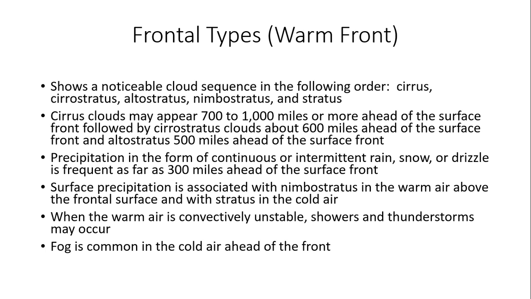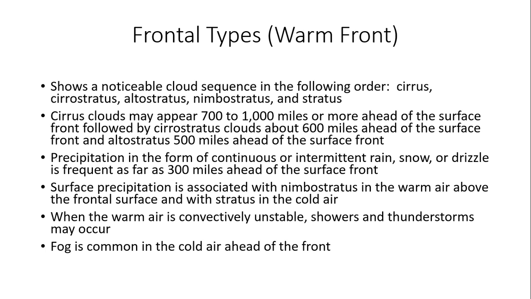Cirrus clouds may appear, in fact, 700 to 1,000 miles or more ahead of the surface front, followed by the cirrostratus clouds about 600 miles ahead of the front, and then altostratus clouds about 500 miles ahead of the surface warm front. Precipitation in the form of continuous or intermittent rain, snow, or drizzle is frequent, as far out as 300 miles ahead of the surface warm front.